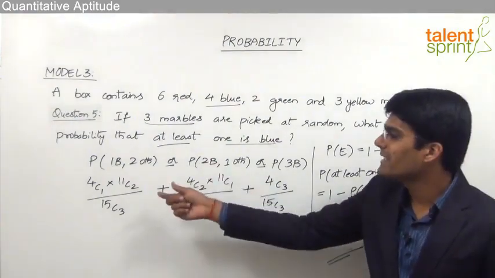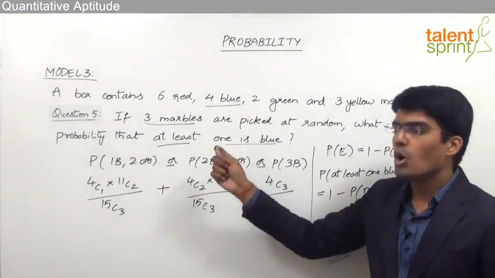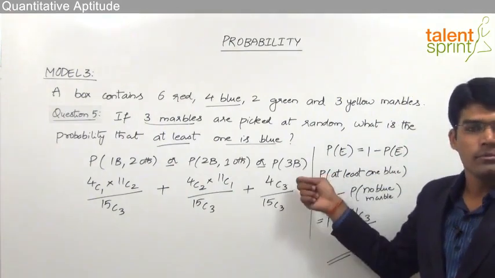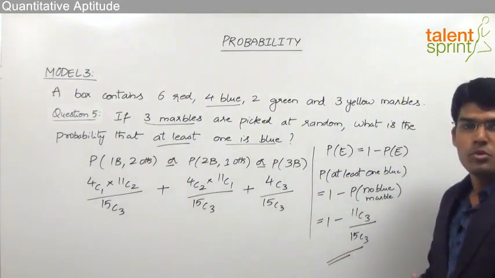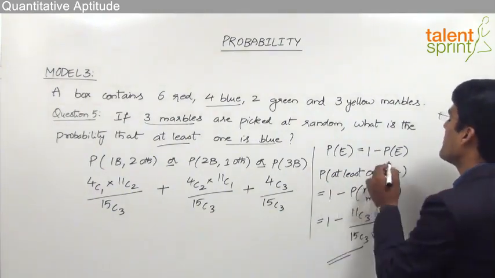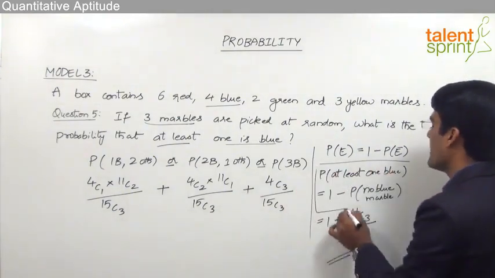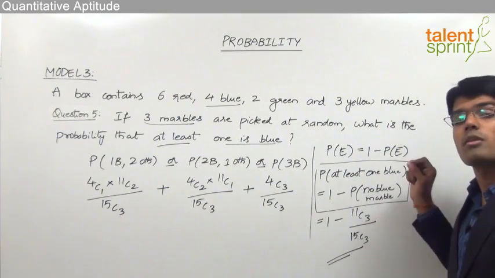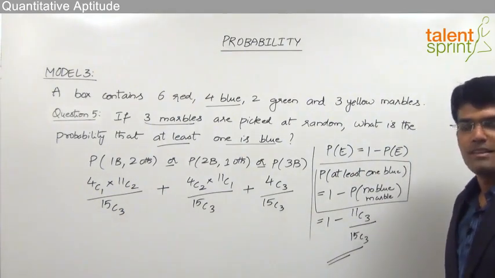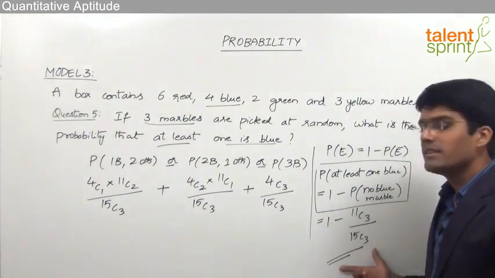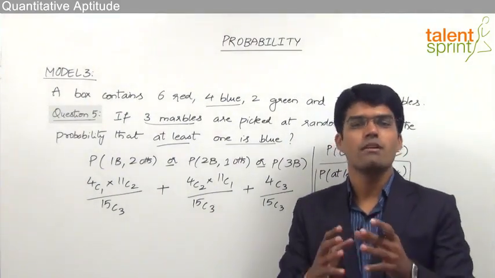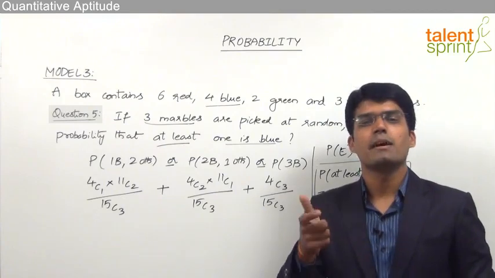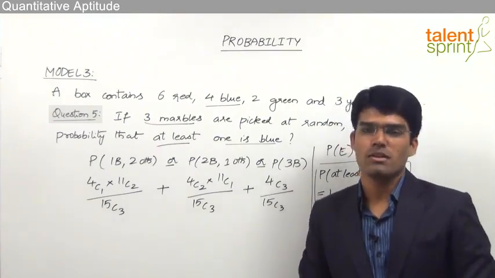So either we can take the direct way of solving the question, where we take 1 blue or 2 blue or 3 blue marbles, or otherwise it can be taken as 1 minus the probability of getting no blue marble. So simply remember that the probability of at least 1 is nothing but 1 minus the probability of none, or the probability of no blue marble. Either you solve it in this way or in that way, the answer remains the same. So this is how we can solve a 5 marks question from probability by taking it as the number of favorable combinations by the total number of combinations.